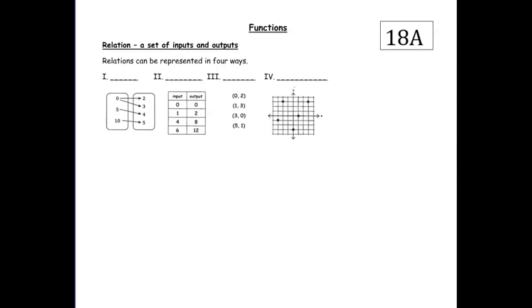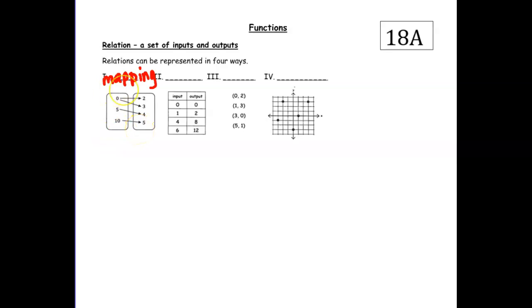Okay, so in the past, you have learned about relations. They can be represented in 4 different ways. Okay, the first way is a mapping, M-A-P-P-I-N-G. In a mapping, your input is on the left and your output is on the right.